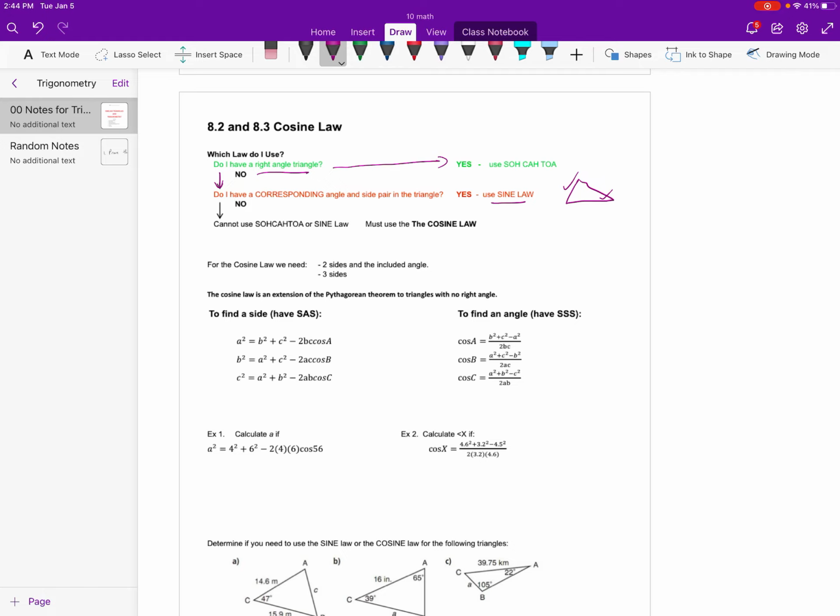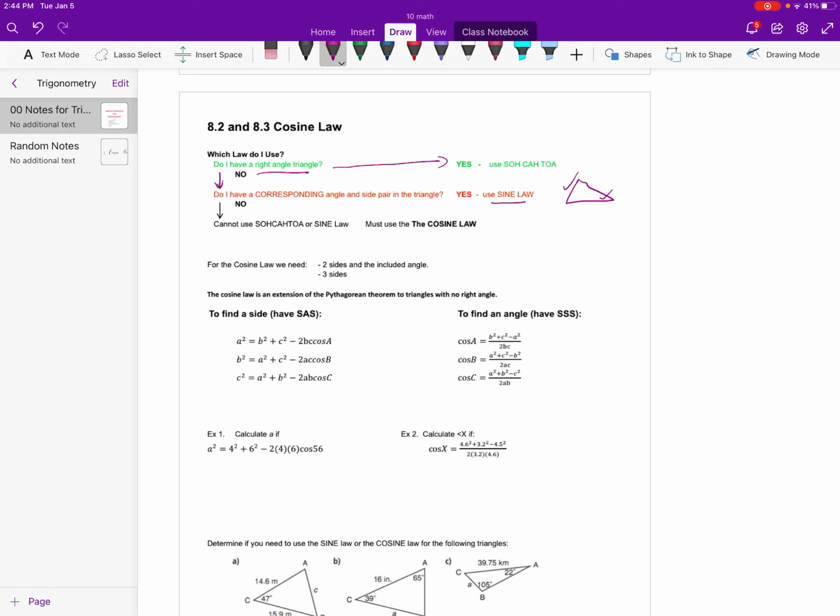This time, if we cannot use SOHCAHTOA or sine law, we will have to use cosine law. I'm going to be honest, cosine law is not my favorite one, simply because it takes more work. It's a little bit more messy on the calculator, and I tend to make a little bit more mistakes when I'm doing it. So, if I can use SOHCAHTOA or sine law, I will use those two first. So let's walk through cosine law.